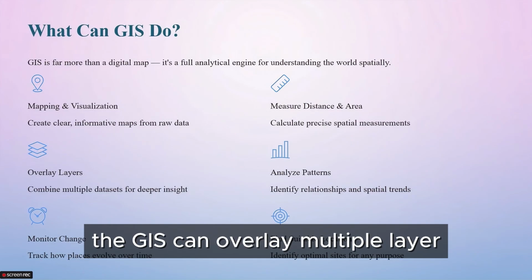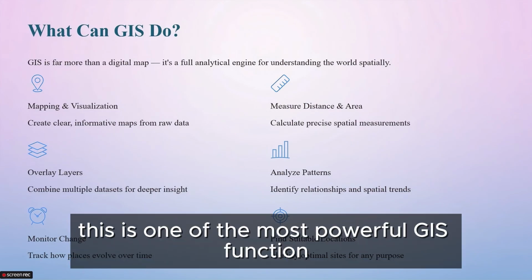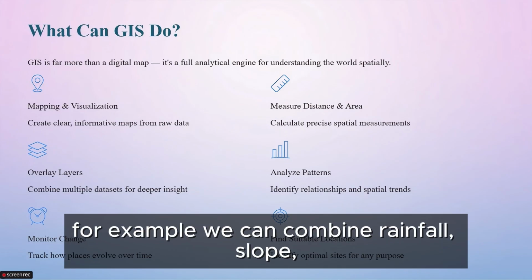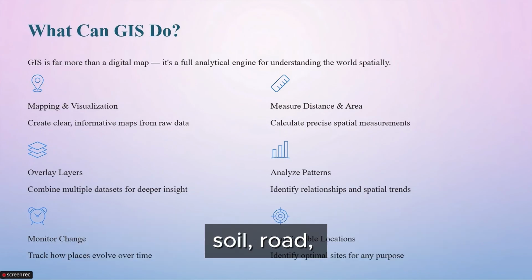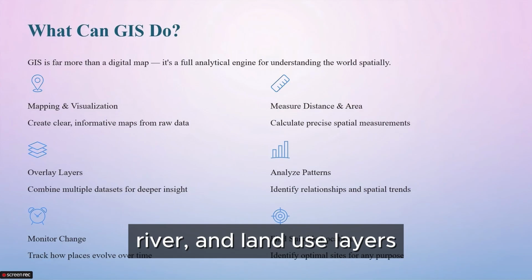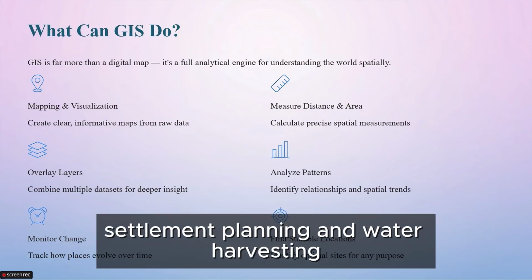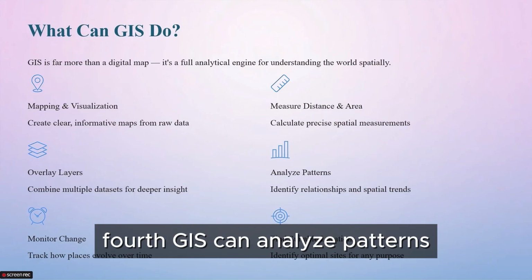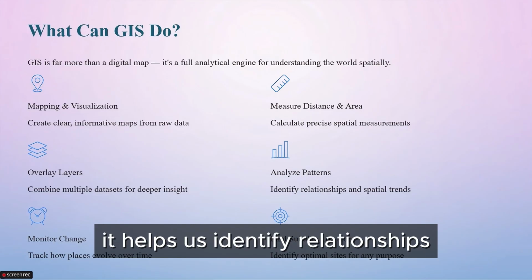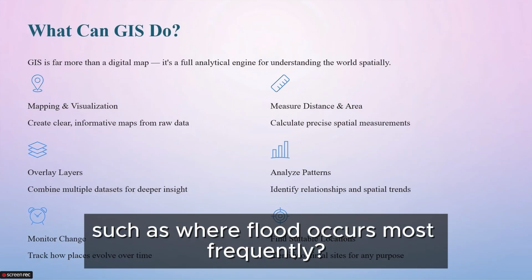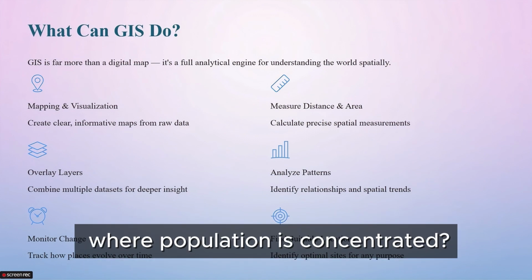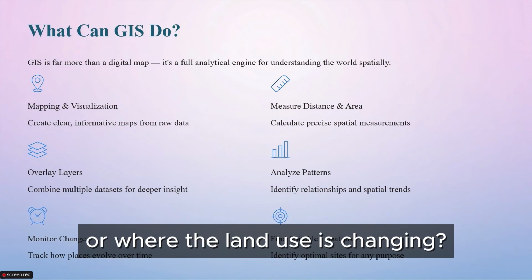Third, GIS can overlay multiple layers. This is one of the most powerful GIS functions. For example, we can combine rainfall, slope, soil, road, river, and land use layers to identify suitable areas for farming, settlement planning, and water harvesting. Fourth, GIS can analyze patterns. It helps us identify relationships and trends across space, such as where floods occur most frequently, where population is concentrated, or where the land use is changing.